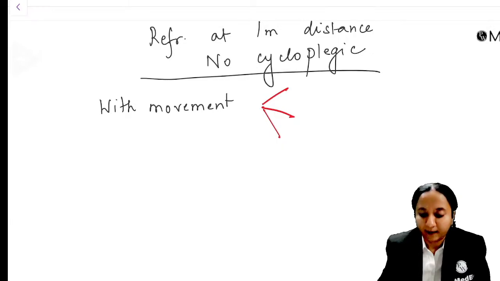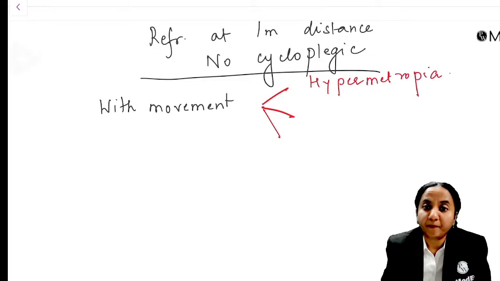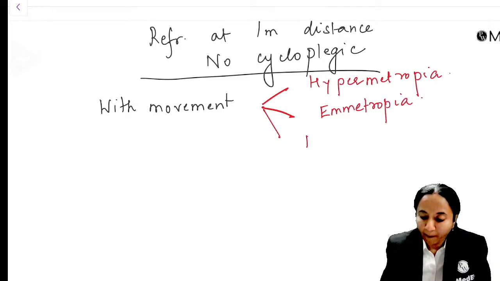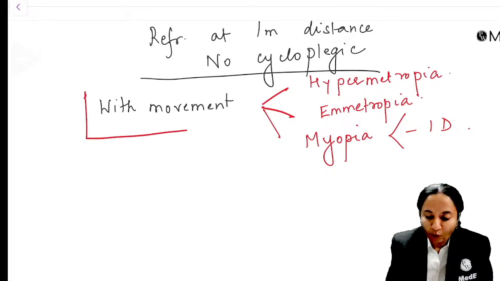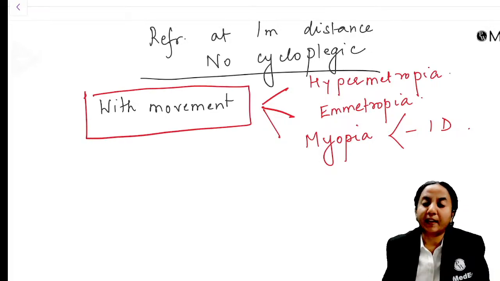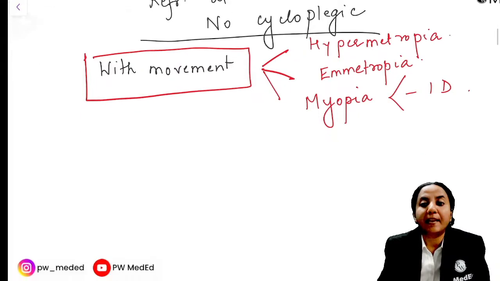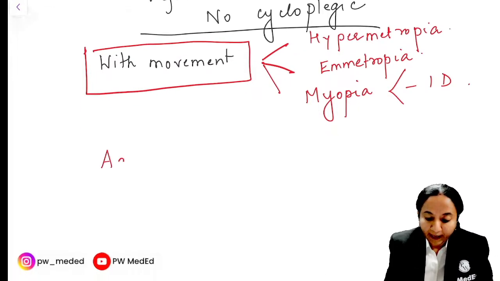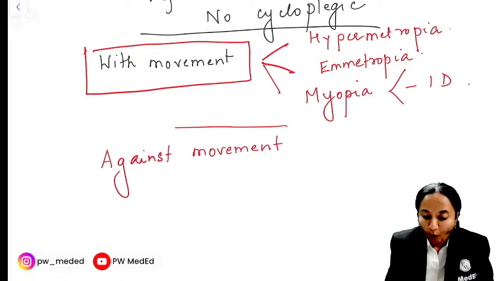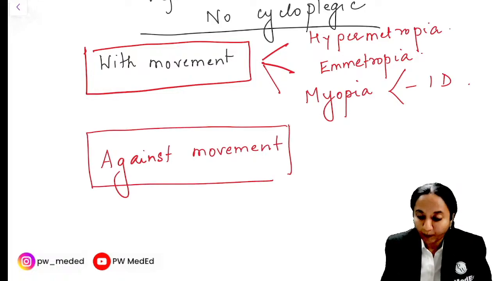So what does with movement mean? With movement can mean three things. It can mean that the patient is hypermetropic, it can also mean emmetropia, and it may mean myopia which is less than minus 1. So if you get a with movement, that is the retinoscopy reflex moves in the same direction as the retinoscope, then the possibilities are hypermetropia, emmetropia, or myopia less than minus 1. Now, where are you going to get an against movement? Against movement means that the reflex moves opposite to the direction of the retinoscope. This will happen if your myopia is more than minus 1.